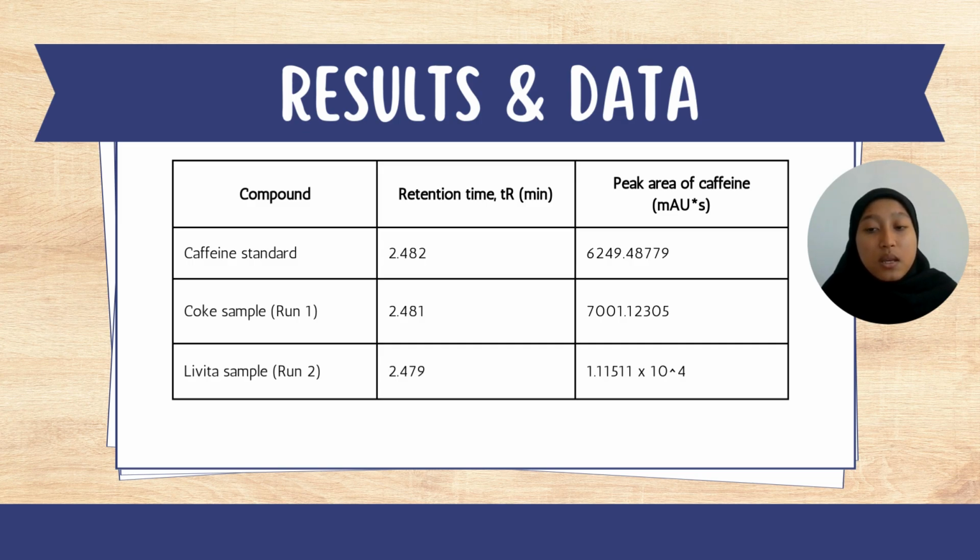Next is the peak area of the caffeine. The peak area for the caffeine standard is 6249.48779, the peak area of the Coke sample is 7001.12305, and lastly the peak area of the caffeine for the Levita sample is 1.11511 times 10 to the power of 4. From the peak area, later in the discussion, we will look into the significance of the peak area of the caffeine in determining the concentration of the caffeine in each sample that we ran in the HPLC test.